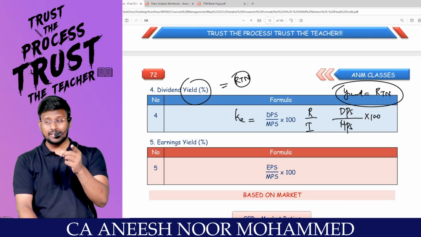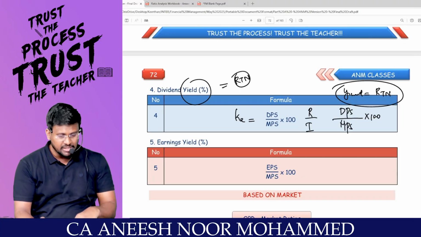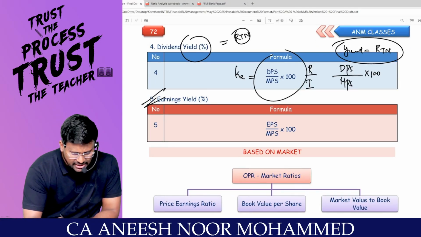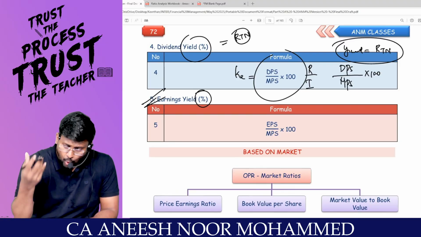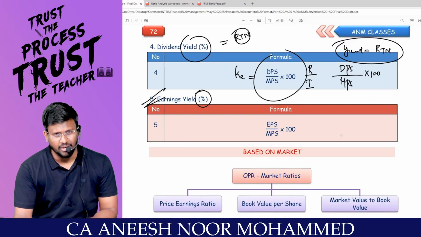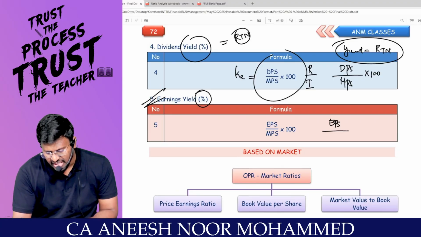That's what Ke is equal to DPS1 divided by MPS0 into 100. Are you all with me? Sir, earnings yield means the shareholder is not looking for dividend. The shareholder is looking for earnings. So according to him, EPS is the return.